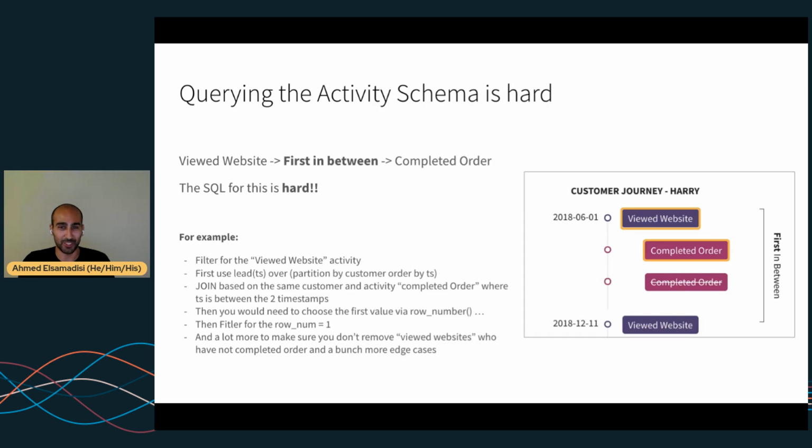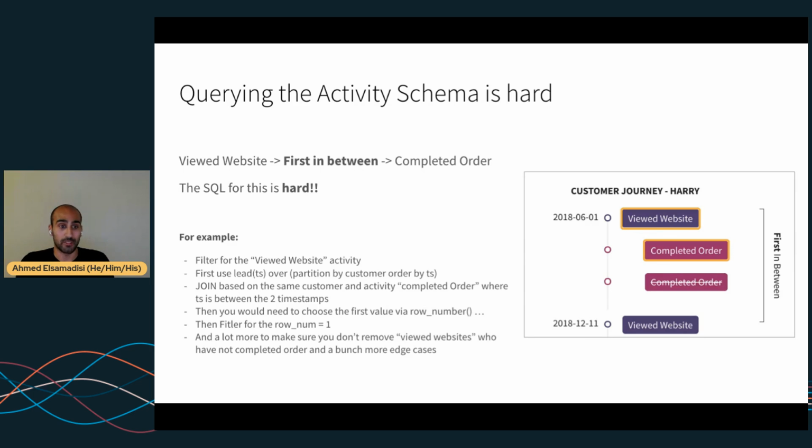But how does it actually work? Because it turns out when you go to write the query to do this approach, which is why this approach isn't really very common and why a lot of people don't use an activity schema, writing these actual queries to do these time-based joins is extremely complicated.